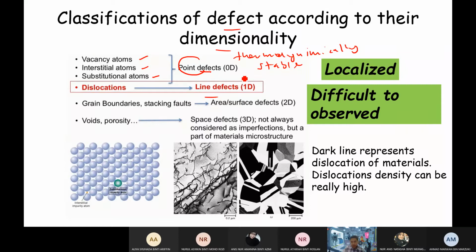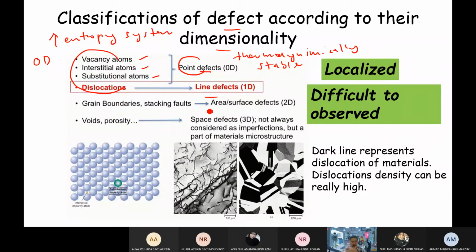What does it mean by thermodynamically stable? Meaning that there is a certain energy required to form this, and by introducing a point defect, we increase the entropy of the system. And we have to remember that all these are something that we call a zero-dimensional defect. Okay, kita dah discuss pasal zero-dimensional defect.